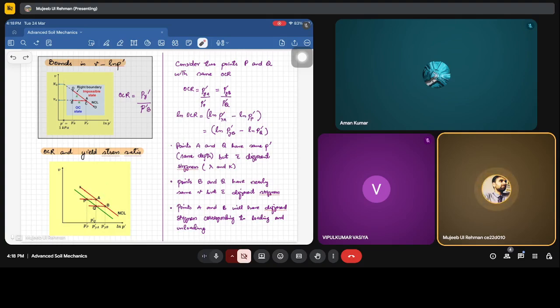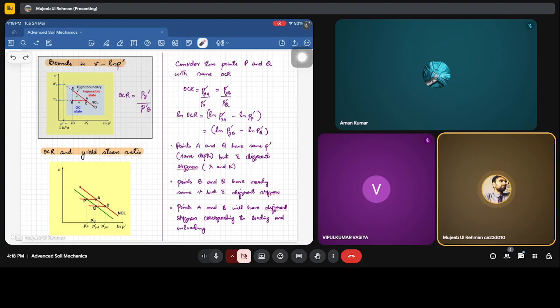It has a stiffness corresponding to lambda, and this Q lies on the swelling loading line, which has a slope of kappa. Correct? So their stiffnesses will change. This will have a high stiffness as compared to this.